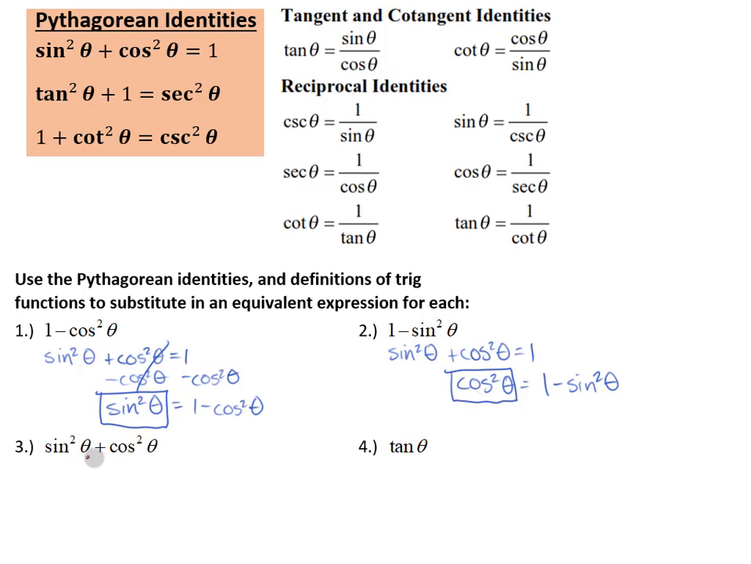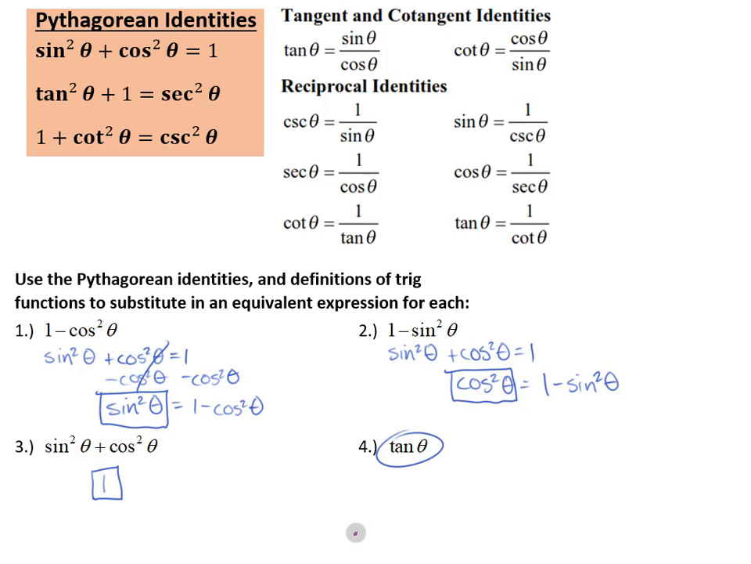What about sine squared plus cosine squared? Hopefully you recognize that. What could I substitute in for that? 1. That's equal to 1. If you saw that expression and you needed to simplify some trig expression, you see sine squared plus cosine squared of the same angle, you can replace it with 1.